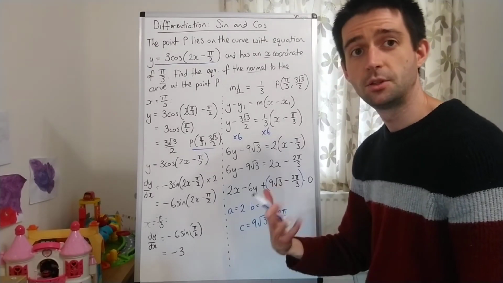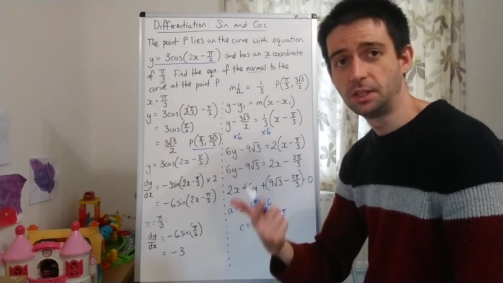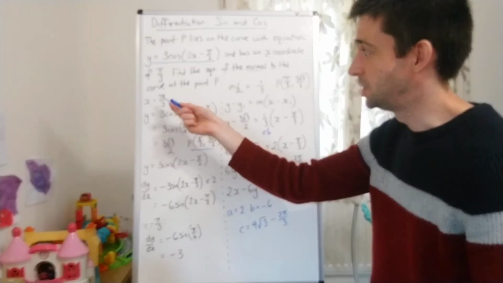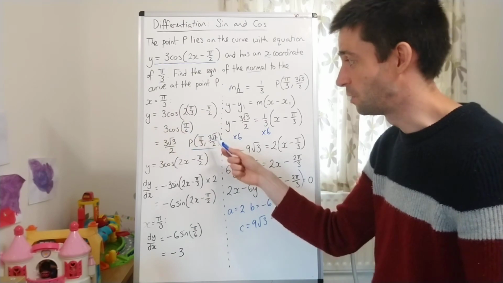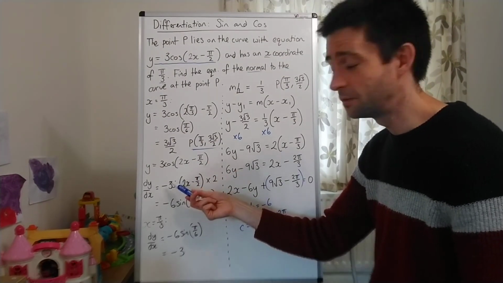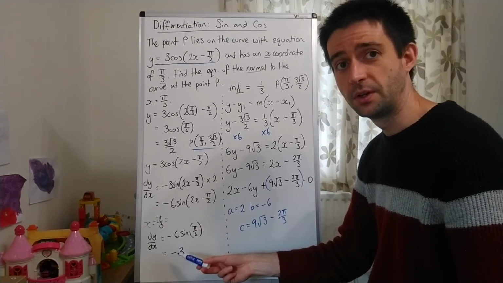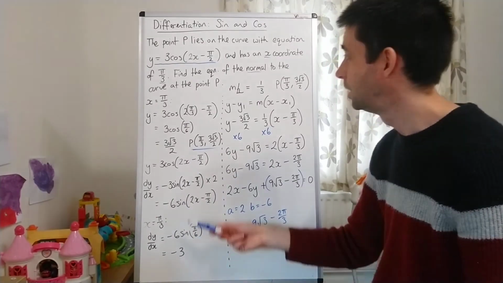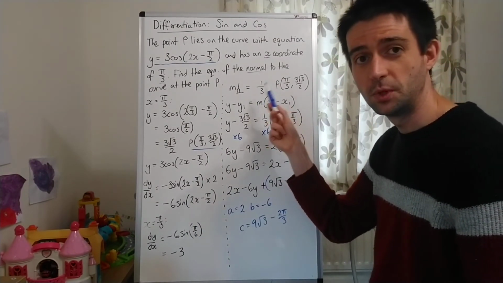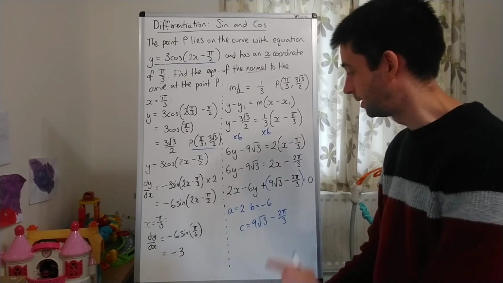Okay. So finding a normal, just like before, you need a point, you need the gradient. We substituted x into the original equation to find y, that gave us our coordinate. We differentiated to find the gradient function, substituted in x. Crucially, that would find us the gradient if we were looking for the tangent, but we're looking for the normal. So we took the negative reciprocal and then cracked it into the general equation of a straight line.